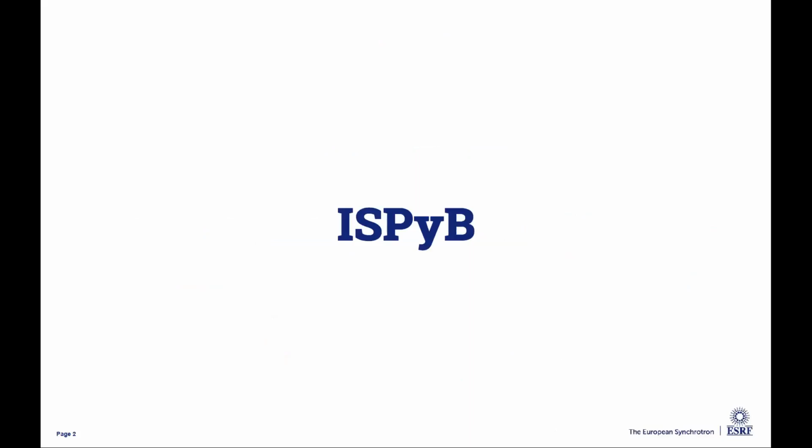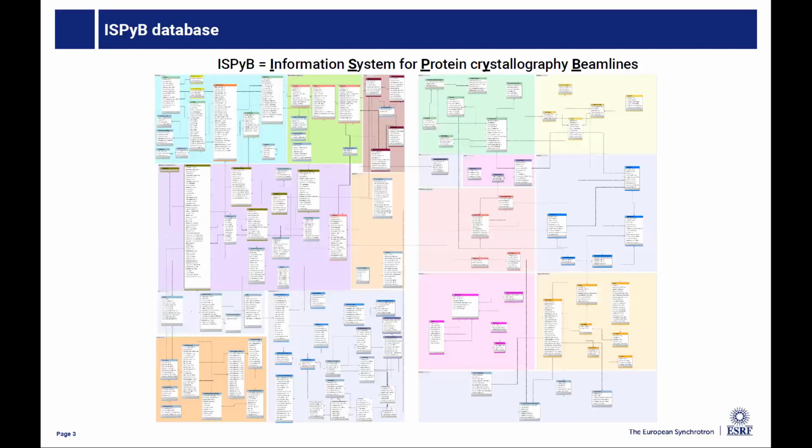So I'm going to start by presenting what it is and what it does. You've heard of it before this week, but let's go to a more in-depth introduction. ISPyB means Information System for Protein Crystallography beamlines. Basically, it's a database that handles a lot of different data along the process of structural biology experiments.